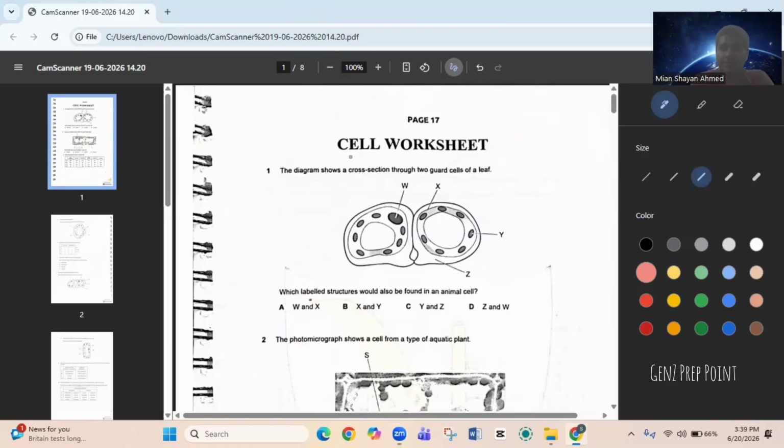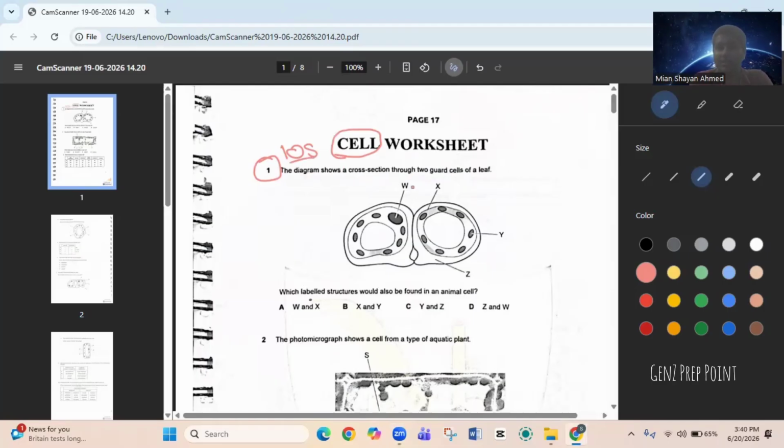Of the topic cell. In later videos, I have covered the whole topic of the chapter cell. So we will be doing its worksheet, or you can say past papers. First we have to read the question. At least give 10 seconds to the question.